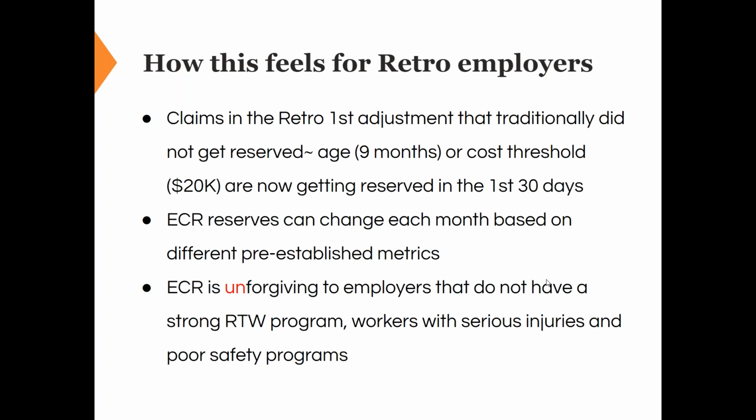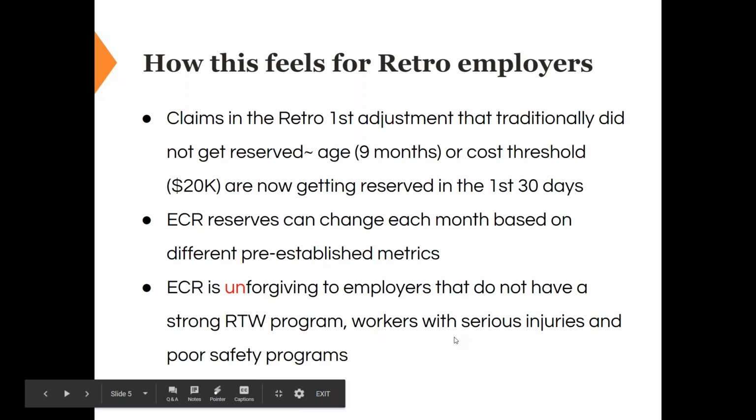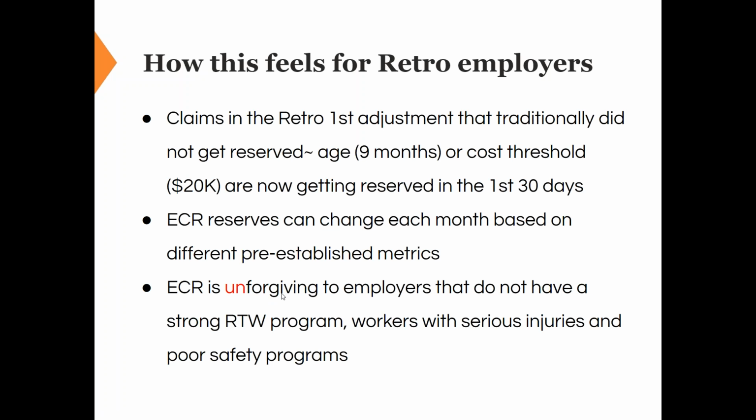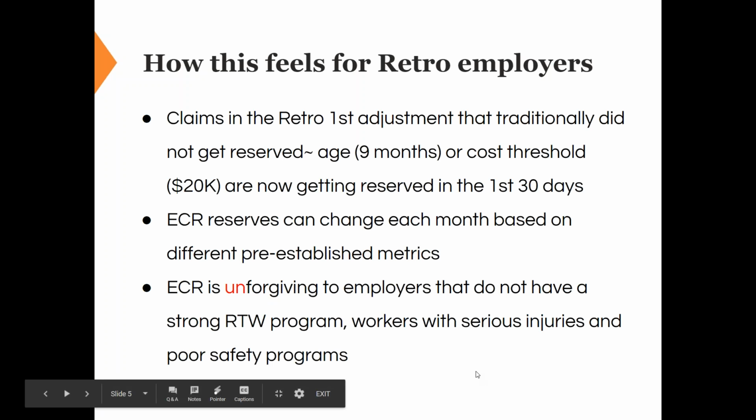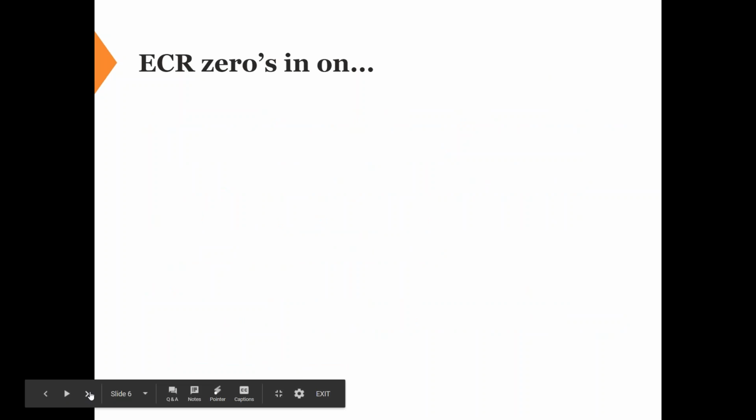So ECR, I refer to this as unforgiving. It's unforgiving to employers that don't have strong return to work programs, that have workers with serious injuries and poor safety programs. What we're seeing is that the claims rolling in with really high reserves are those employers where we're seeing the department pay time loss benefits. You've got major joint injuries or falls from ladders, hit by cars, things like that. And sometimes that's connected to a poor safety program, if your workers aren't being safe on ladders or things like that. So that's what ECR zeroes in on.